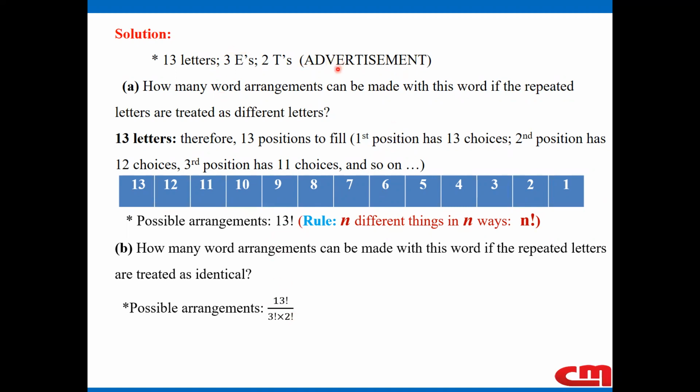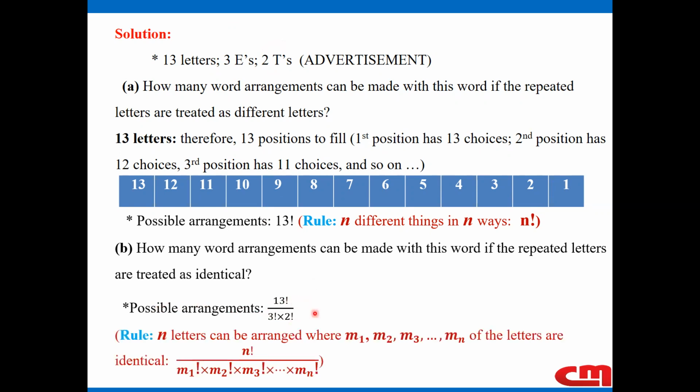Then you go on to check on the repeating letters. We have 3 E's. So the way we are going to arrange the 3 E's is 3 factorial. This is what we have here. Then times the 2 T's. The way we are going to arrange the 2 T's is 2 factorial. So this is the possible arrangement, and what is at play here is this rule.